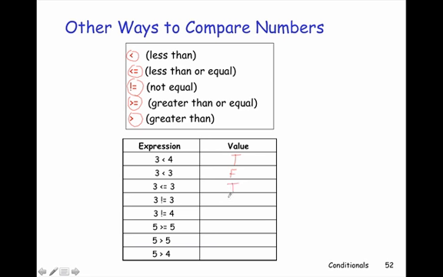Is 3 not equal to 3? That's false, because they are equal. Is 3 not equal to 4? Yes, that's true. They are not equal. Is 5 greater than or equal to 5? Yes. Is 5 greater than 5? No, that's not true. Is 5 greater than 4? Yes, that's true.